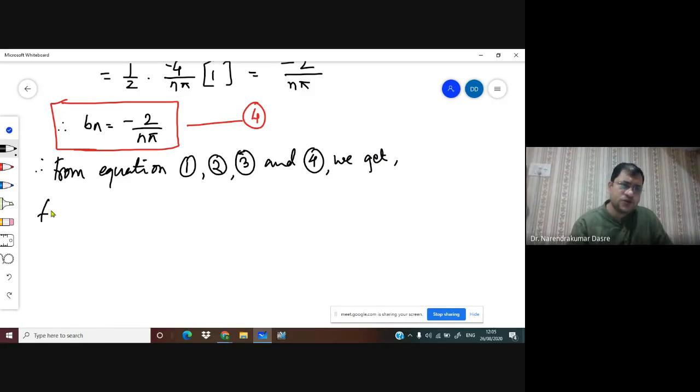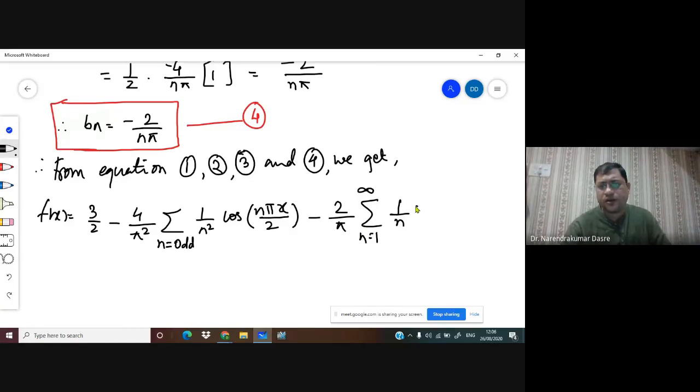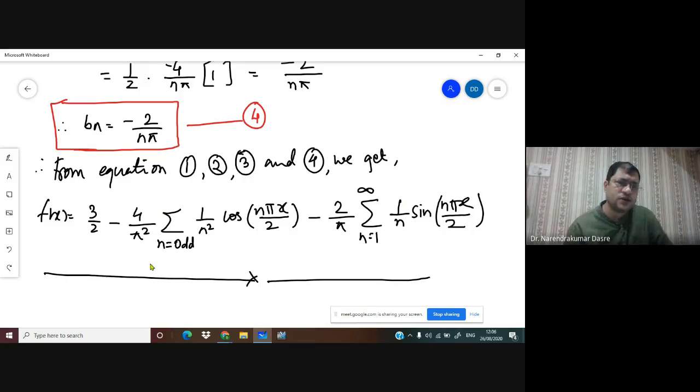we get. So f of x is equal to p by 2 minus 4 upon pi square summation 1 upon n square cos of n pi x by 2. Please be careful here. This happens only if n is odd. And minus 2 upon pi n running from 1 to infinity 1 upon n sine of n pi x by 2. So this is the answer that you will have.